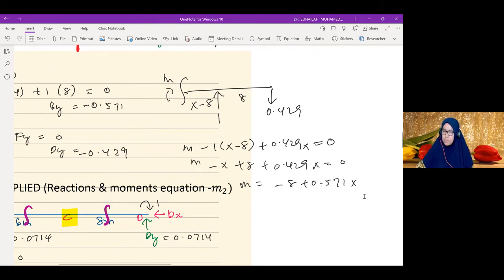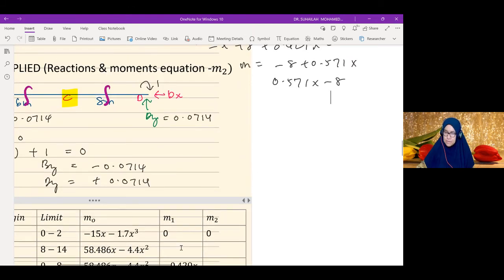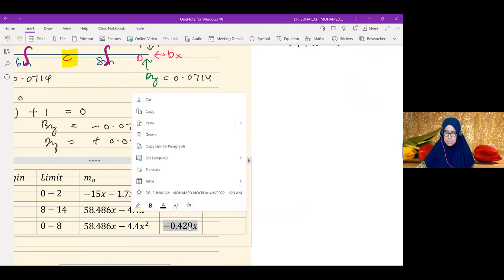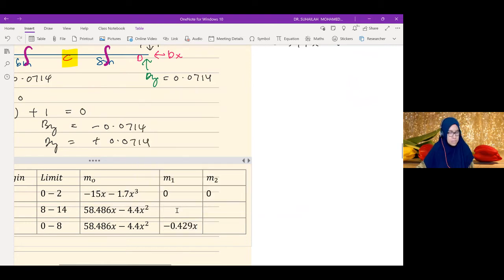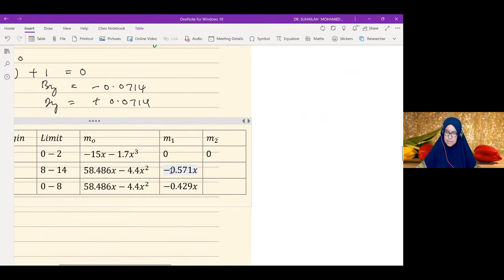Okay, so it is 0.571x minus 8. So that is the second equation, 0.571x minus 8.